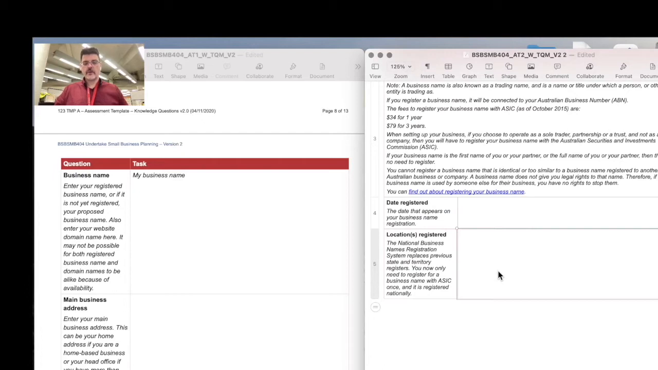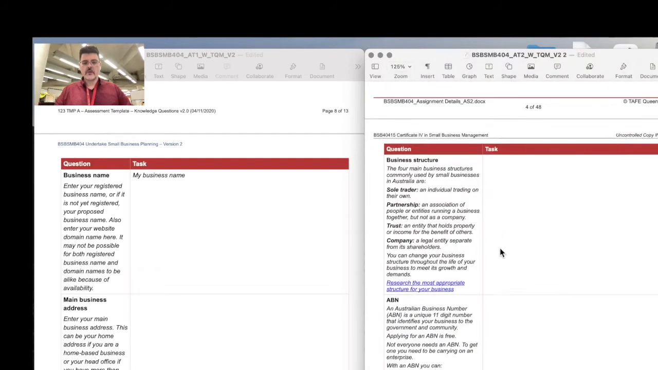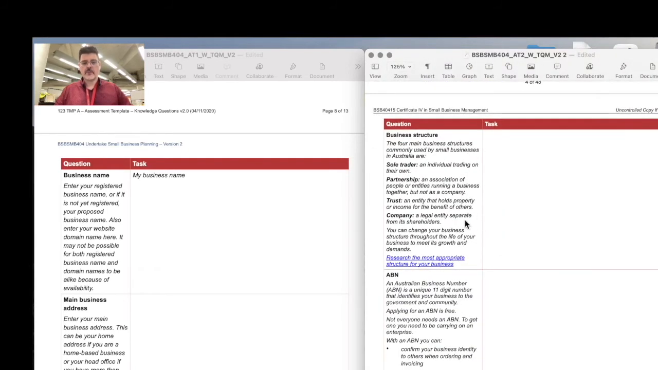Locations. So you might have multiple locations, you might have one. Take your pick, see what you're doing, and put in the address and the locations. Okay, coming along to the next part, the business structure.